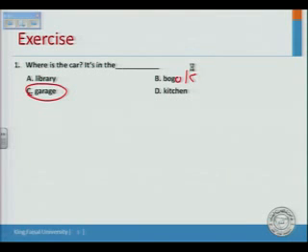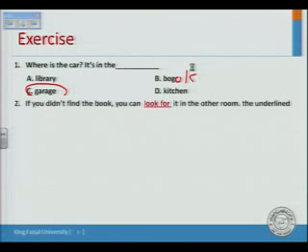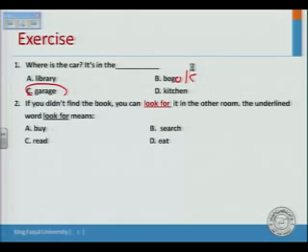Number 2. If you didn't find the book, you can look for it in the other room. The underlined words: look for means look for. So look for, buy, read, eat. So it means search.